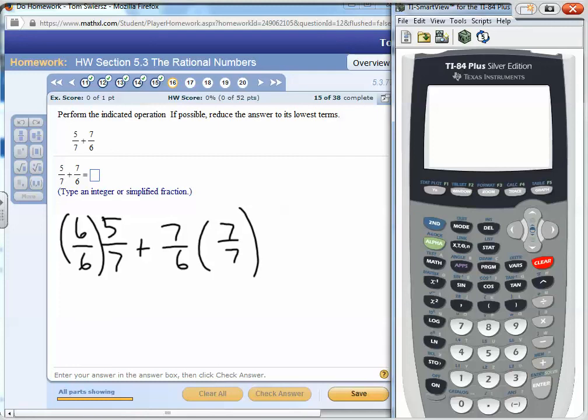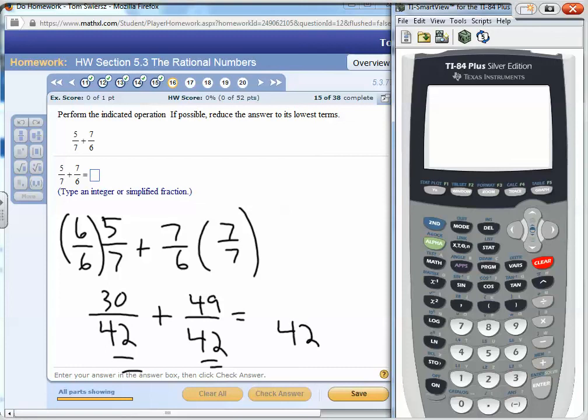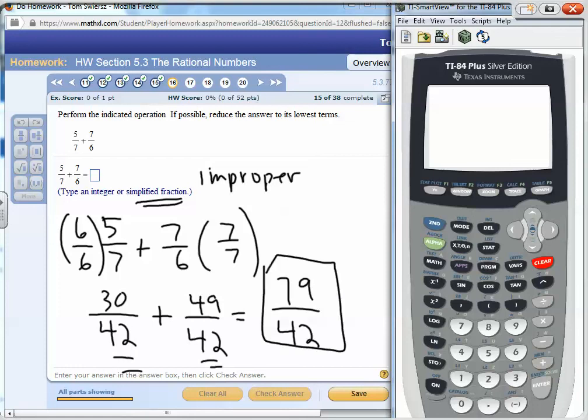So now 6 times 7 is 42 in the denominator. 6 times 5 is 30. 6 times 7 again is 42 in the denominator. That's why we did a common denominator. 7 times 7 is 49. And then you got the same denominator, so you copy it down. In this case, you're adding the two numerators. 30 plus 49 is 79. And this time, a simplified fraction means you leave it as an improper. So your answer is, they want 79 over 42.